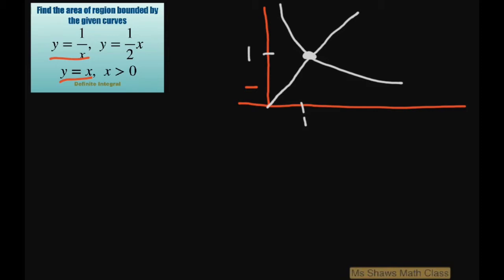Now for y equals 1/2 x, that's halfway between here, so it's something like this. So we have another intersection point here. Let's see what that is. This is your y equals 1 divided by x. This is your y equals 1/2 x. And this one right here is y equals x.